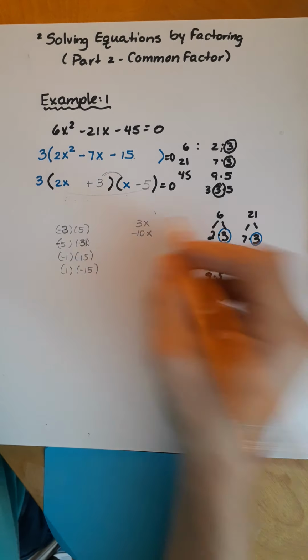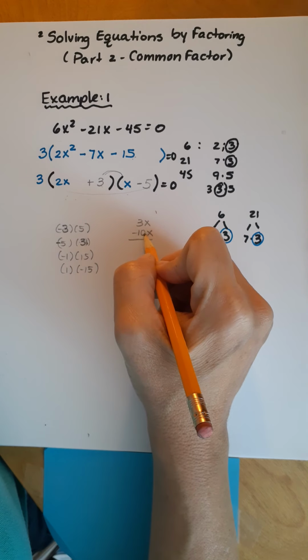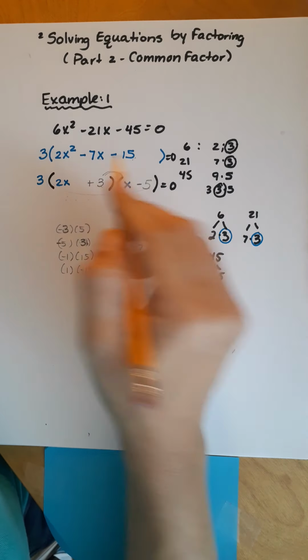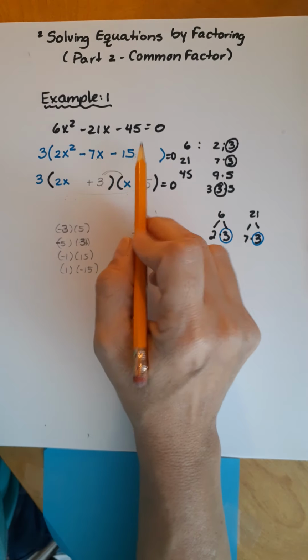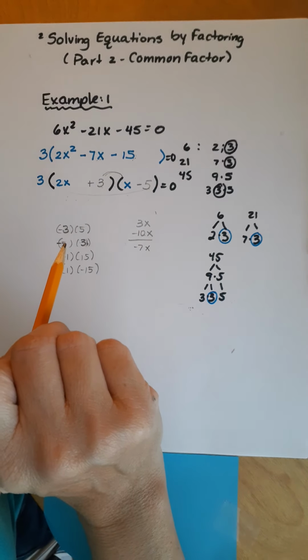Okay, all good. Well, like I said, if I have $3 and I owe someone 10, I pay with my $3, I still owe them negative 7x. And there it is. My middle term satisfies the last term and the middle term. And I'm good to go.